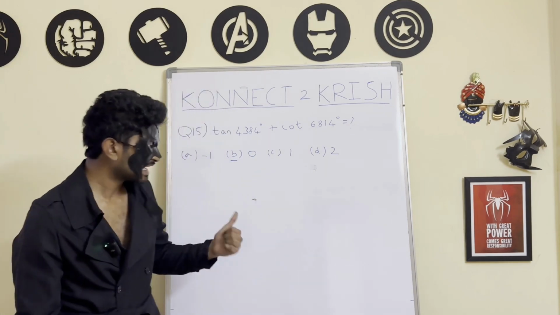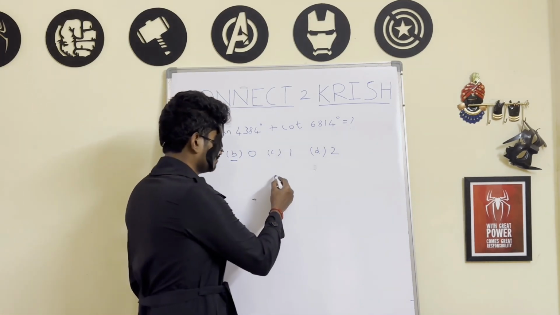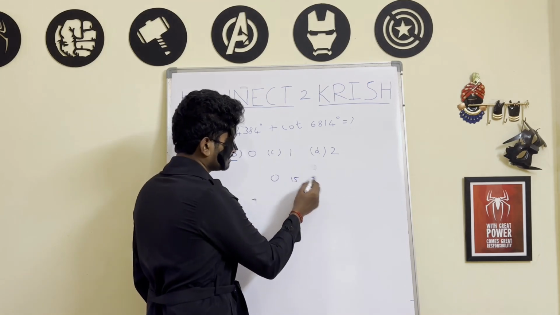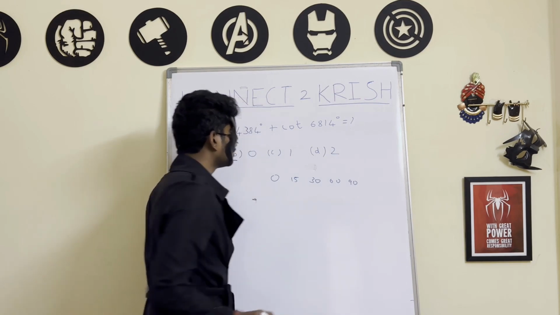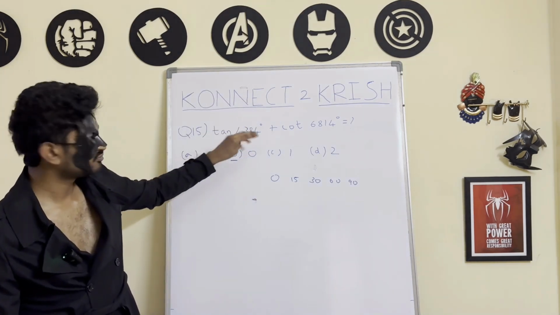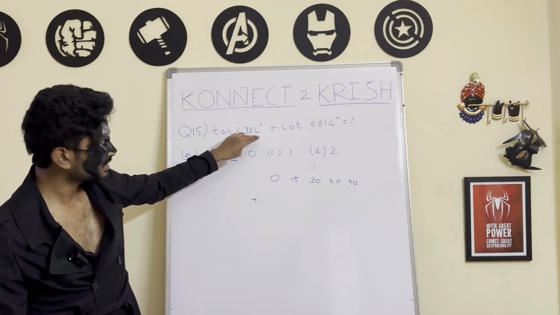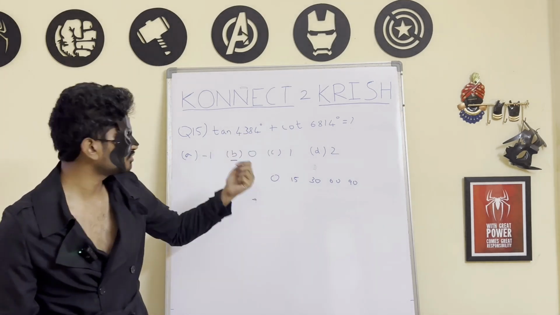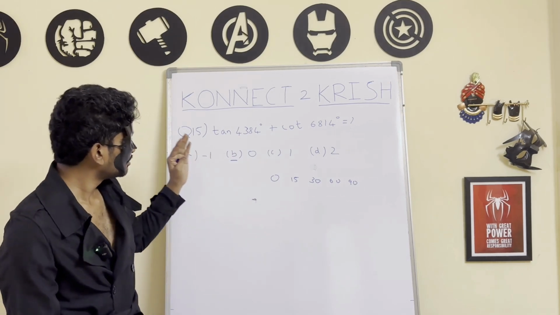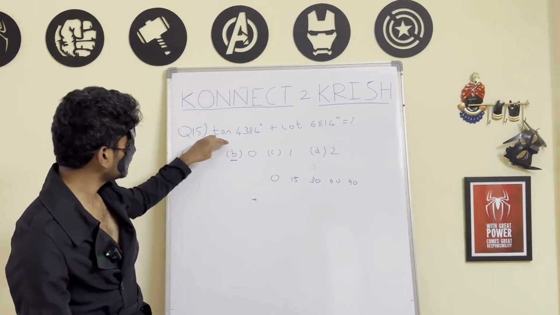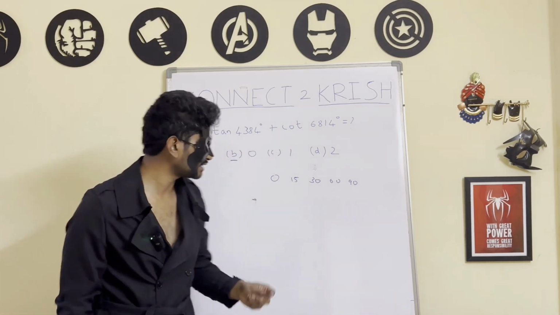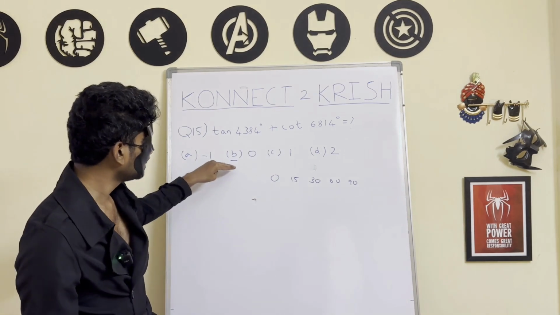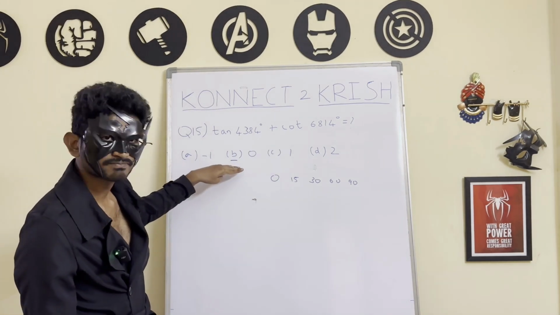Because the values I have taught you to learn are 0 degrees, 15 degrees, or maybe 30 degrees, 60 or 90. But here 4 is in the units place. We have not learnt any value where 4 is in the units place. So most probably these two will cut each other. So if at all I don't have time in the exam and I have only 2 to 3 seconds left, I will tick option B.